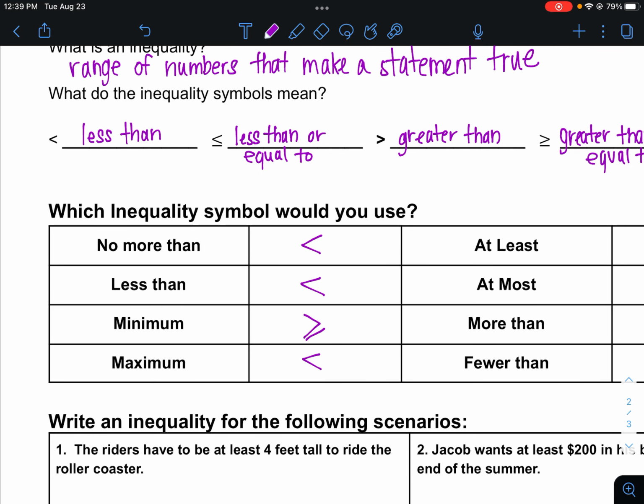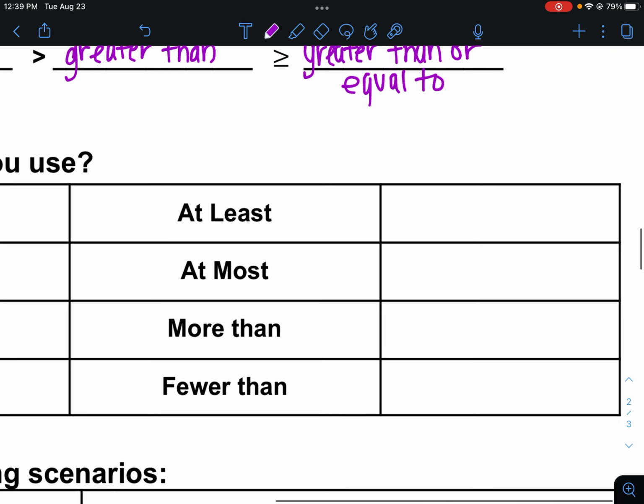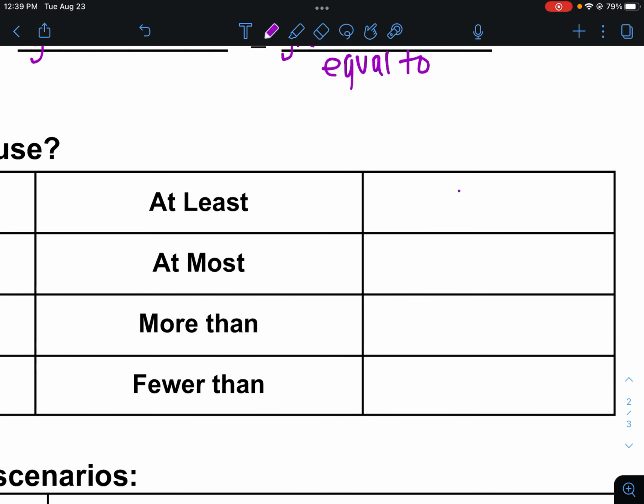These are also going to get those equal to, because if that minimum is 5, it can be 5 or above, or the maximum is 5, it can be 5 or less. At least means it has to be at least 5, so that would mean it could be greater than 5, but it could also be equal to 5. Or at most, the opposite, less than or equal to. More than and fewer than are pretty easy with greater than or less than.